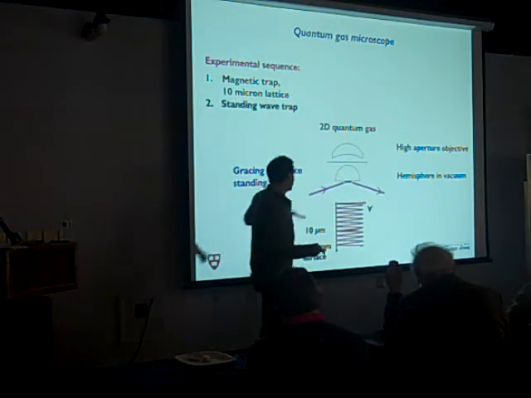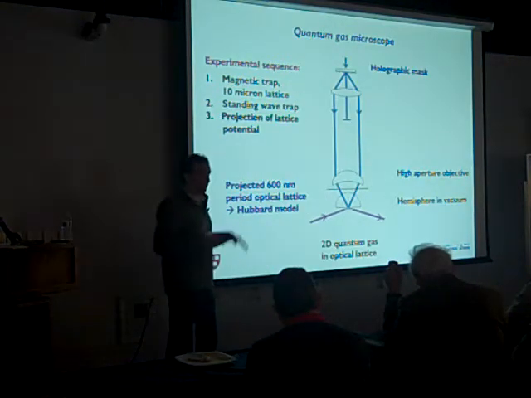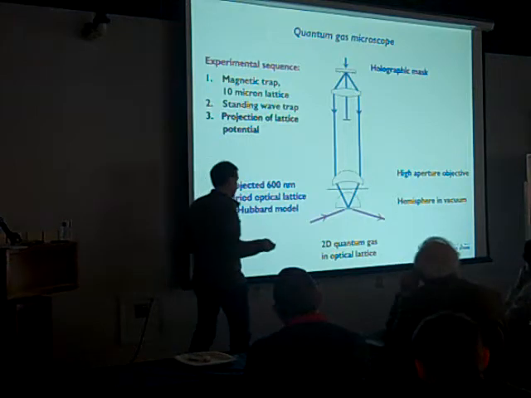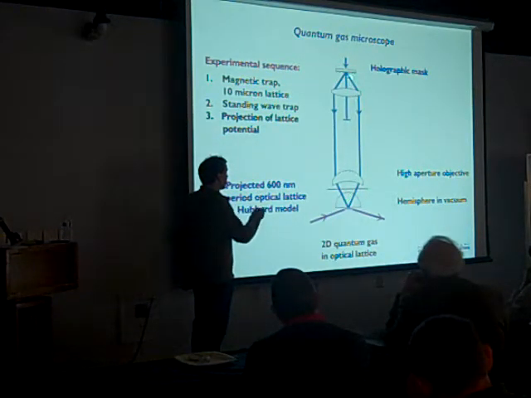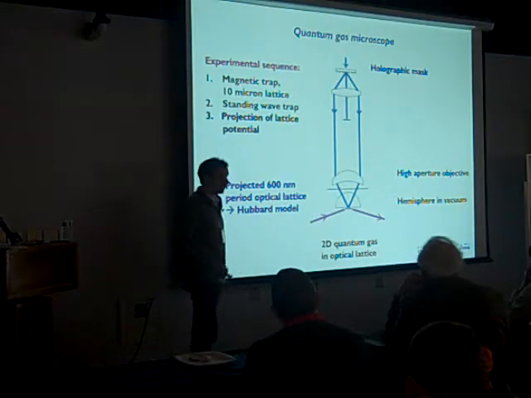Once we have this pancake, we want to have an optical lattice. And here, in contrast to other experiments, we actually project this through our microscope with very high resolution by using a mask.